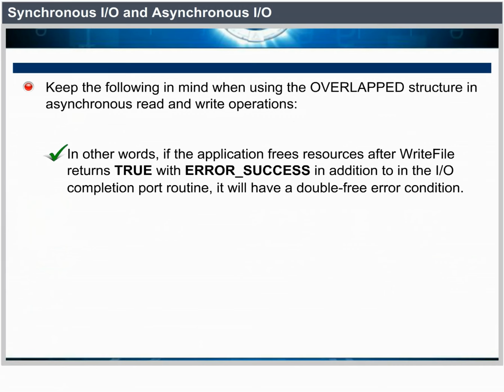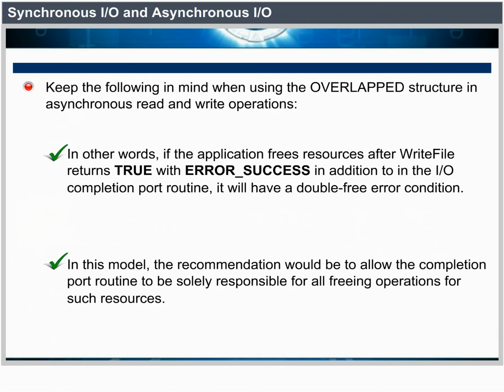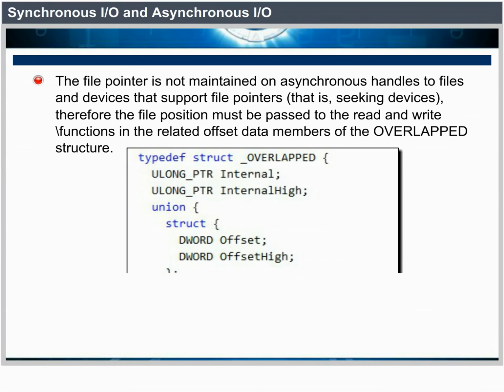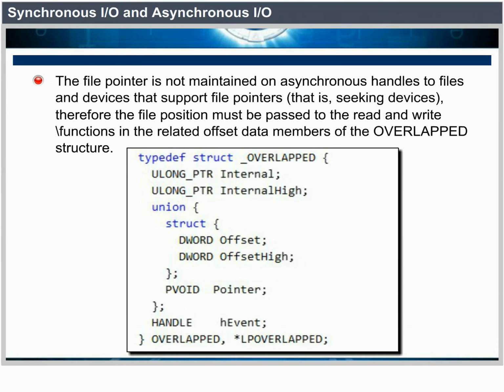In this example, the recommendation would be to allow the completion port routine to be solely responsible for all freeing operations for such resources. The system does not maintain the file pointer on asynchronous handles to files and devices that support file pointers, that is, seeking devices, and therefore the file position must be passed to the read and write functions in the related offset data members of the OVERLAPPED structure.